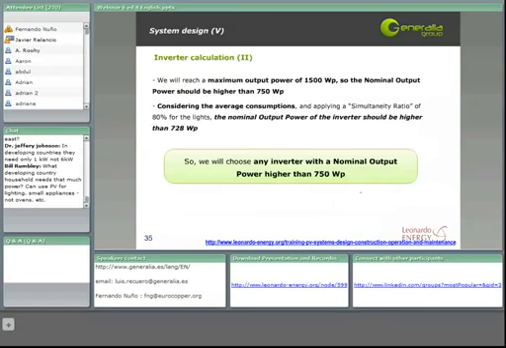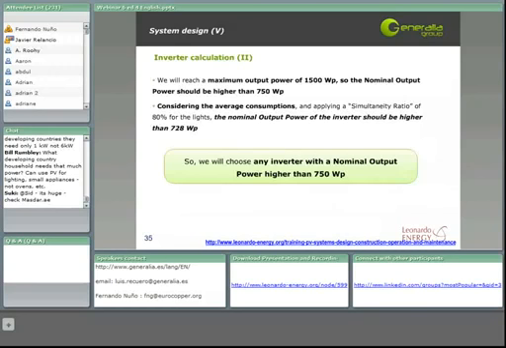Here in this slide, we can see that if the maximum output power is 1500 watt peaks, as the manufacturer normally prepares the inverters to be able to double their nominal output during a certain period, for example, for the period that the motor of a fridge is working, then it is less than 15 seconds, we can consider that the power that we need in the inverter should be higher than 750 watt peaks.